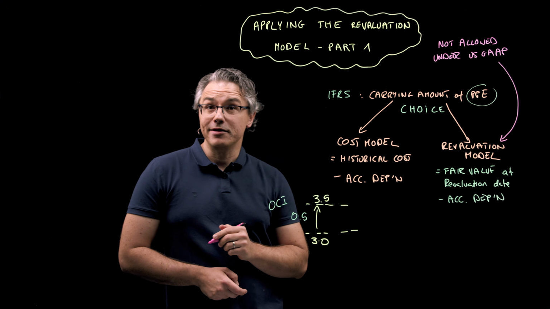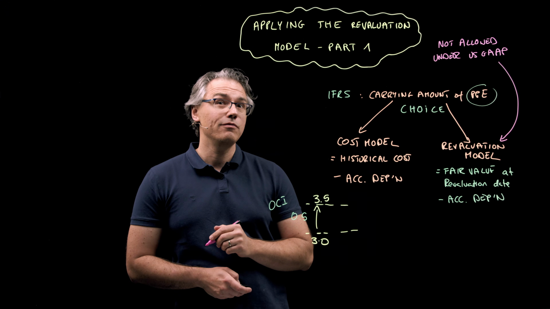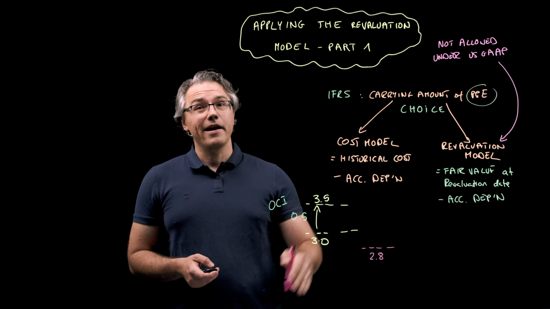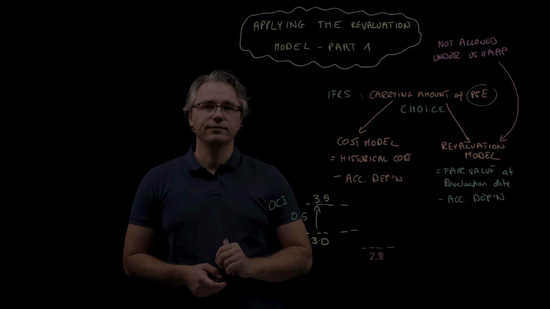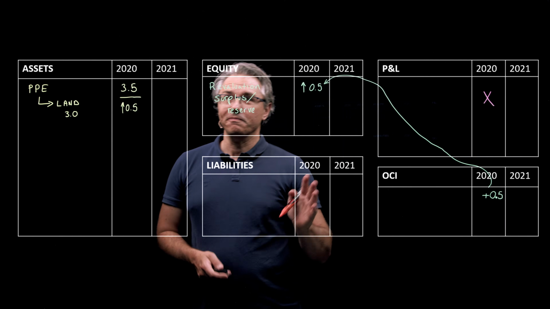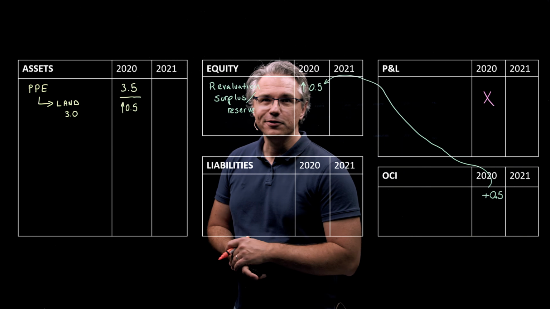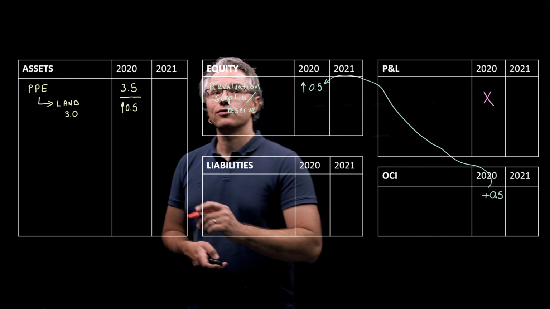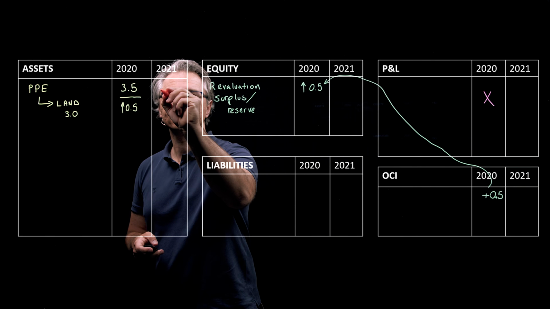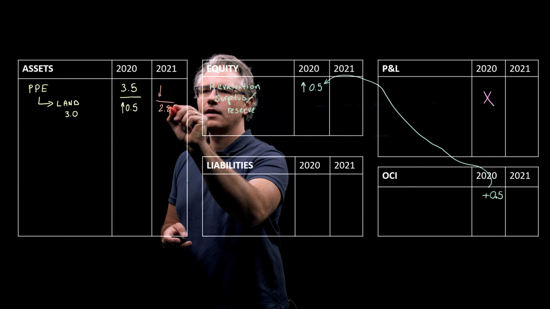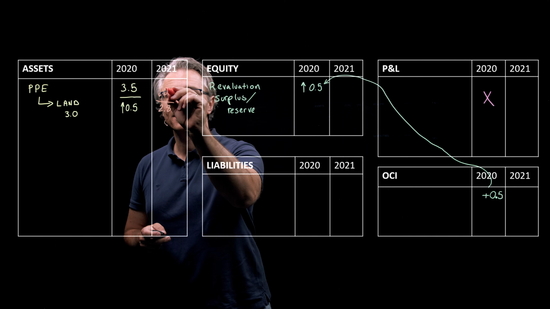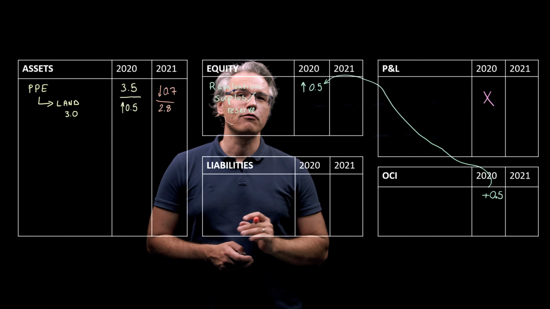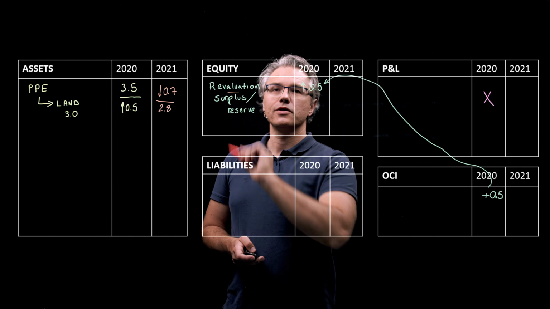At the end of 2021, the plot's fair value is just 2.8 million. So it will now require a downward revaluation. So let's once again revert to this financial statements template view. In 2021, so that's this column, the asset's carrying amount drops to 2.8 million. So that's a drop of 0.7 million euro. And this will be accompanied by a reduction in revaluation surplus over here.